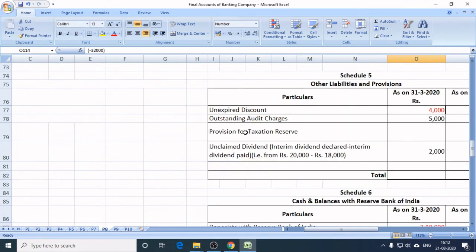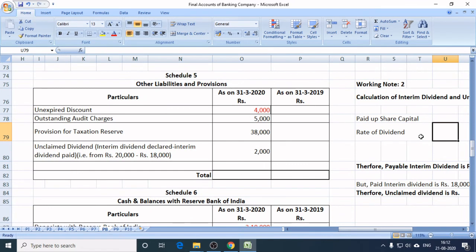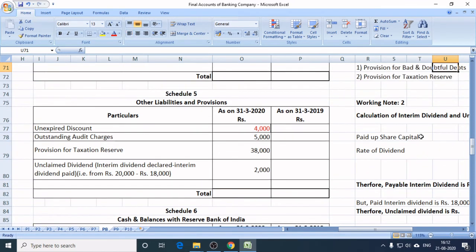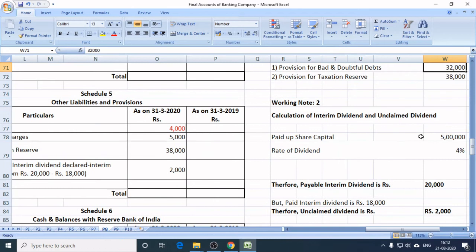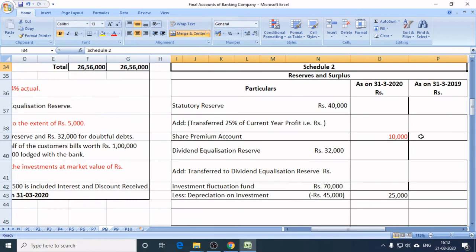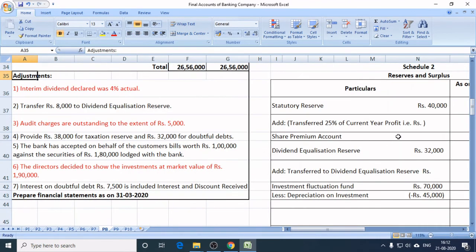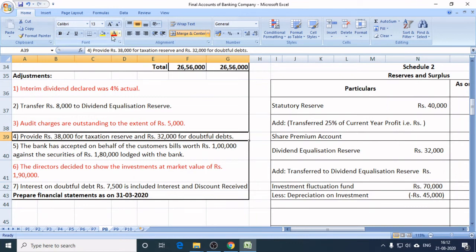liabilities and provisions। So provision for taxation reserve 38,000, if I am not mistaken it is 38,000 but I'll check again, I'll see whether it is 38,000 or not, but yes, 38,000। Okay, now 38,000. So I'm done with this adjustment also.